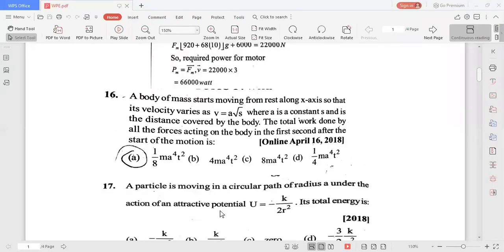The next one is very, very important. The 16th model is important for advanced also. You see the problem first.